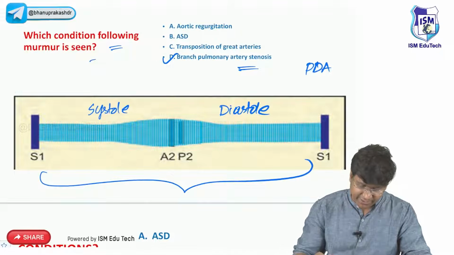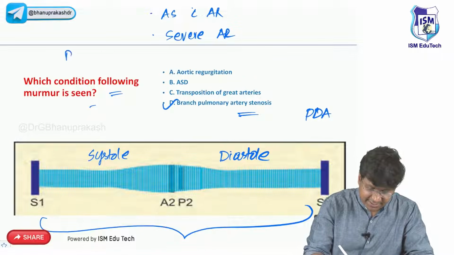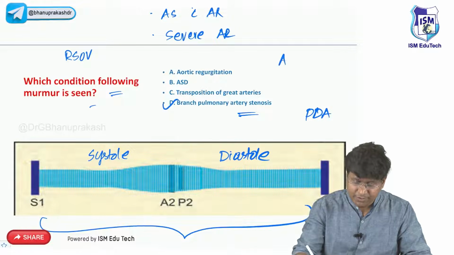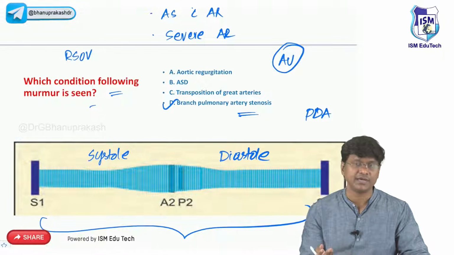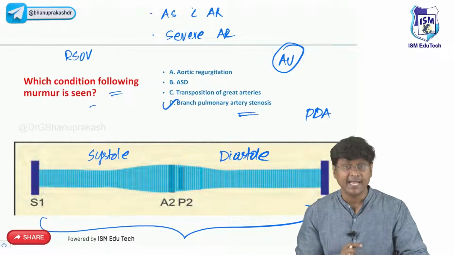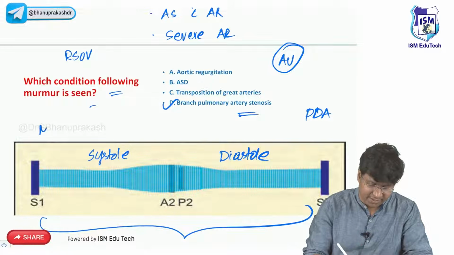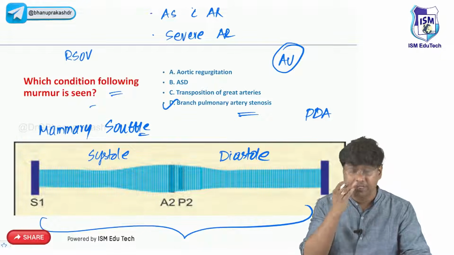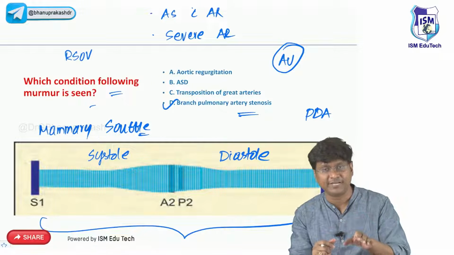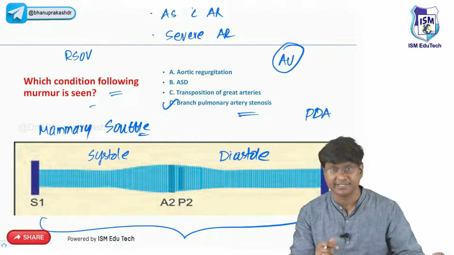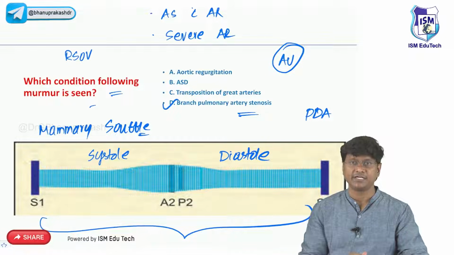The other conditions where you can have a continuous murmur are ruptured sinus of Valsalva, and AV fistulas, both coronary AV fistula as well as peripheral AV fistula. The physiological continuous murmur you can have in case of mammary souffle. Mammary souffle is where you have increased turbulence of blood flow across the mammary vessels supplying the mammary gland, which can occur during pregnancy. So these are the conditions where you can have continuous murmurs.